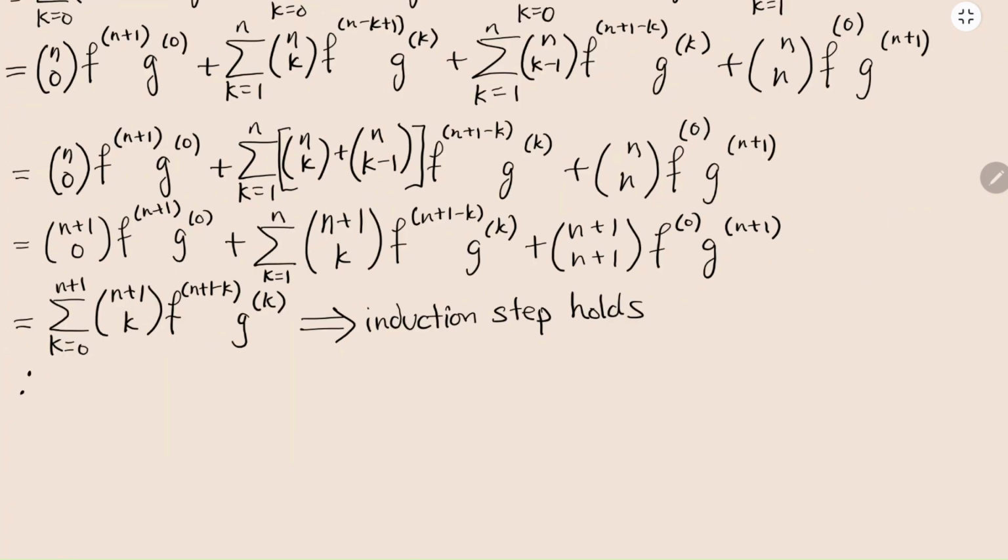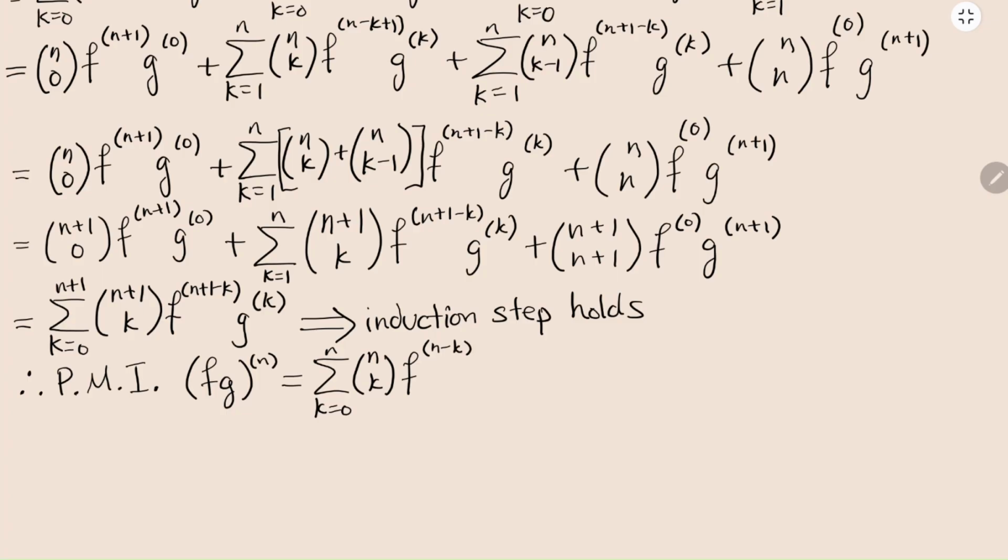So therefore, by the principle of mathematical induction, the nth derivative of the product of f and g is going to equal the sum from k equals 0 to n of n choose k times the n minus kth derivative of f times the kth derivative of g, for all n in the set of the whole numbers. And this completes this proof.